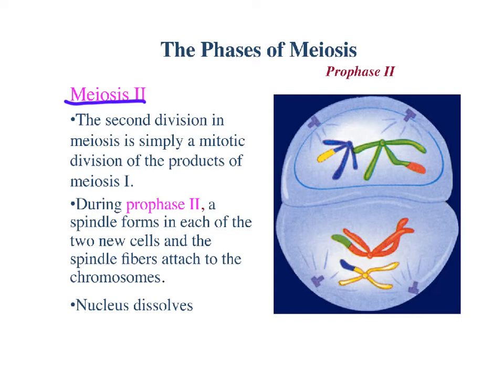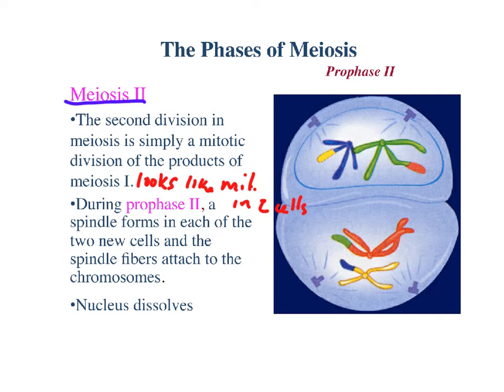Now, this round of division doesn't have homologous chromosomes. It can't, because they should have been separated during meiosis 1. It should look exactly like mitosis. It looks like mitosis happening in two cells at the same time, and we're going to follow through there.